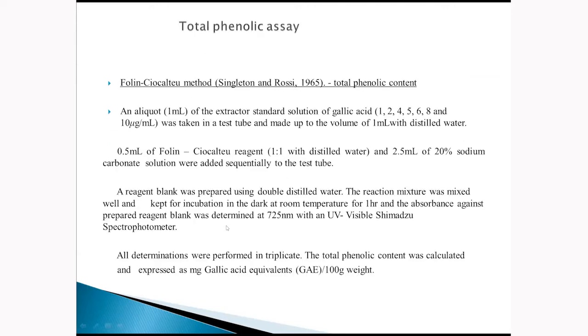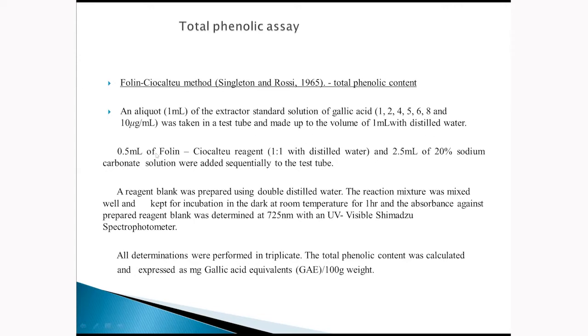There are different assays and different protocols we have to follow. For the phenolic content, I followed the Folin-Ciocalteu method. Here, aliquots of the standard solution of gallic acid were taken in 1, 2, 4, 6, 8, and 10 microgram per milliliter in a test tube and made up to a volume of 1 ml with distilled water.